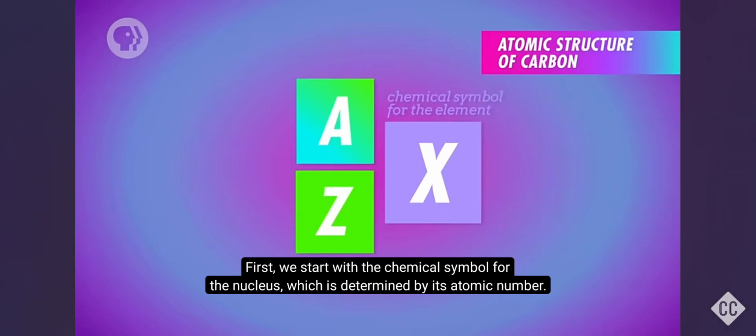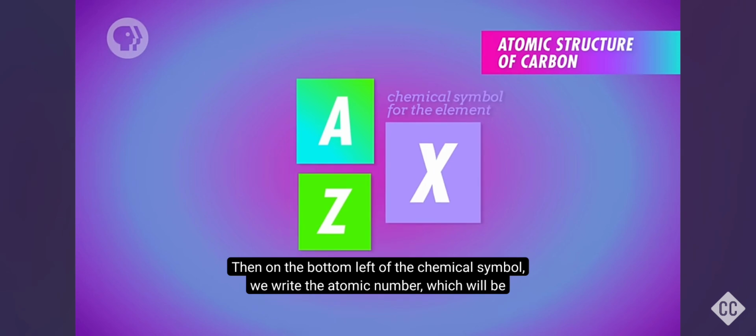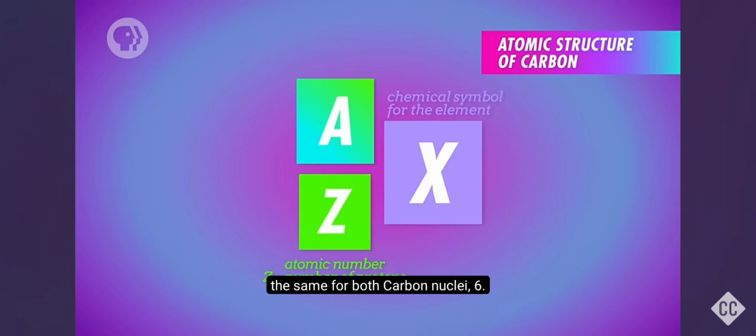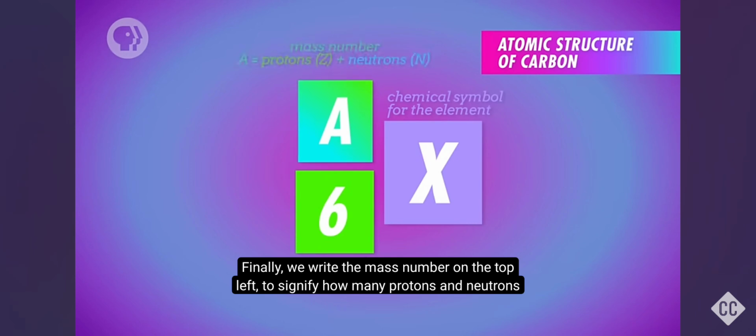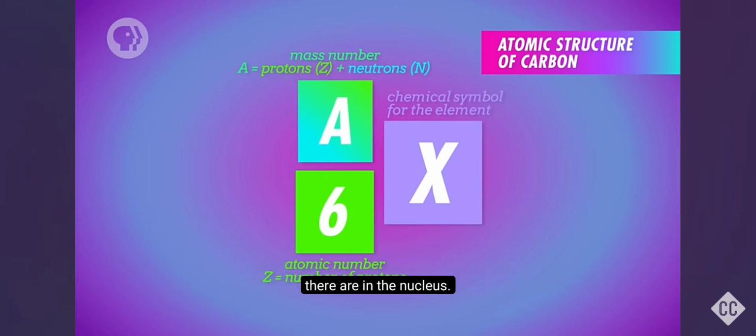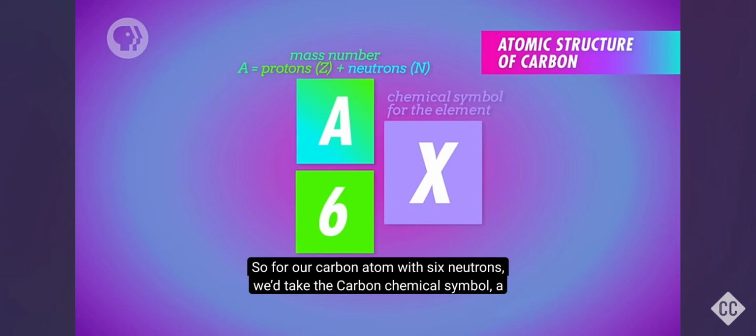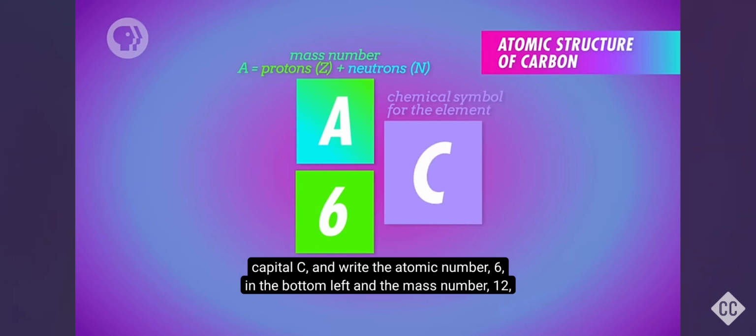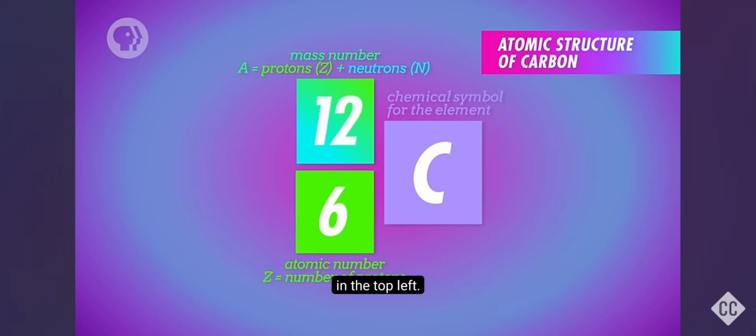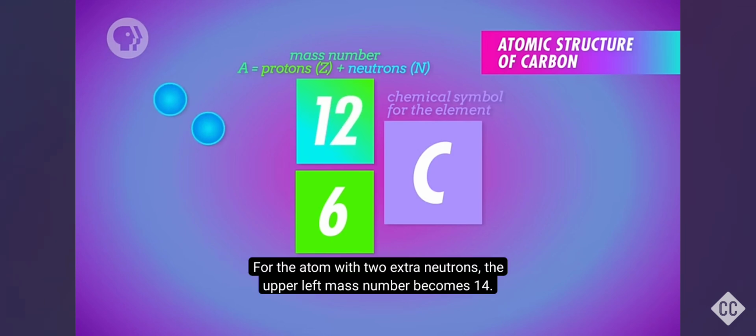Let's put these carbon nuclei in nuclear notation to better show the differences between them. First, we start with the chemical symbol for the nucleus, which is determined by its atomic number. Then on the bottom left of the chemical symbol, we write the atomic number, which will be the same for both carbon nuclei: 6. Finally, we write the mass number on the top left to signify how many protons and neutrons there are in the nucleus. So for our carbon atom with 6 neutrons, we take the carbon chemical symbol, a capital C, and write the atomic number 6 in the bottom left and the mass number 12 in the top left. For the atom with the 2 extra neutrons, the upper left mass number becomes 14.